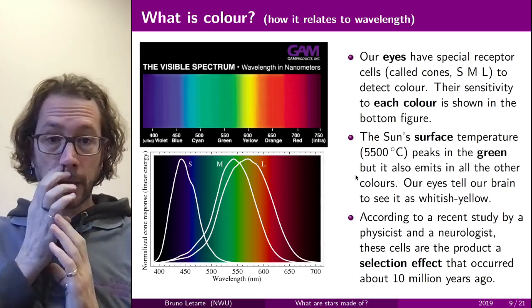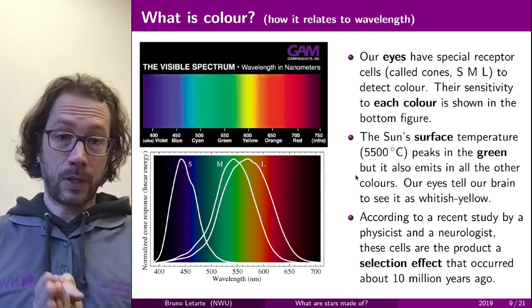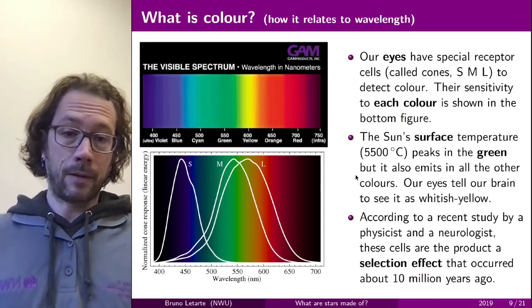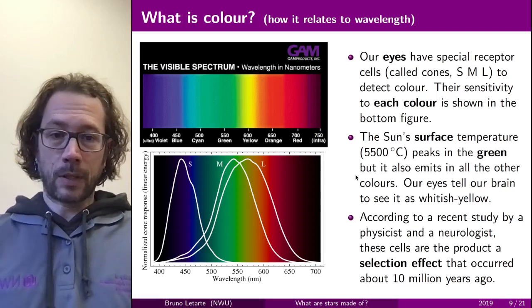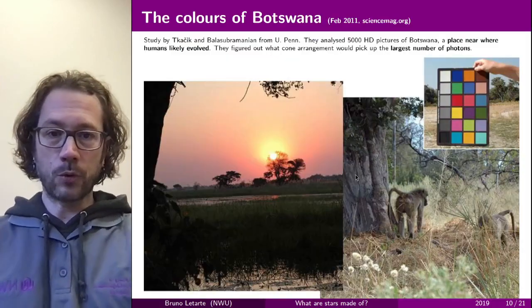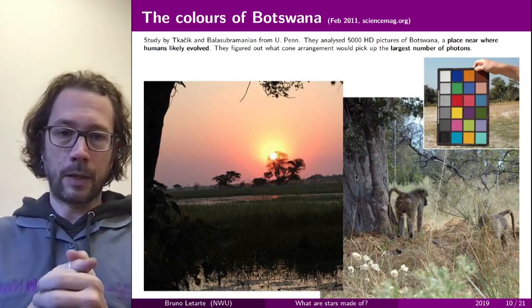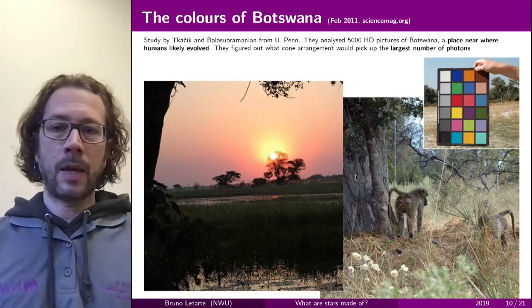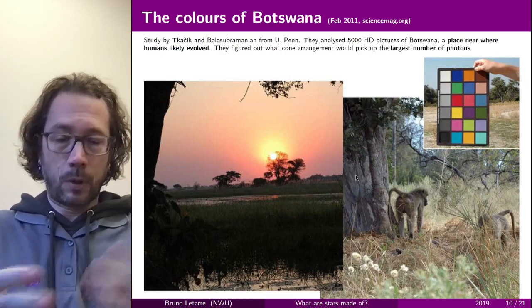So why is it like that? Well, that's one part I find quite interesting. There's a recent study made by a physicist and a neurologist, and their conclusion was that this is a selection effect that happened something like 10 million years ago. I'm going to show you just a highlight of this study. They went to Botswana and went into nature there. They took many photos of what it looks like.